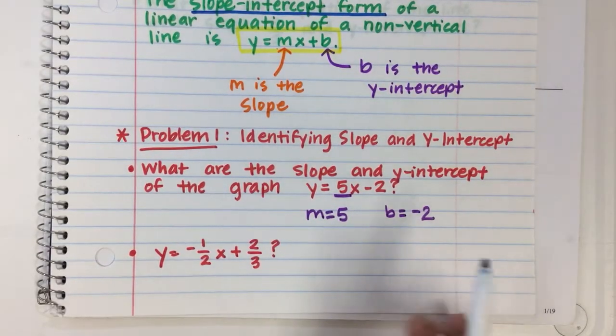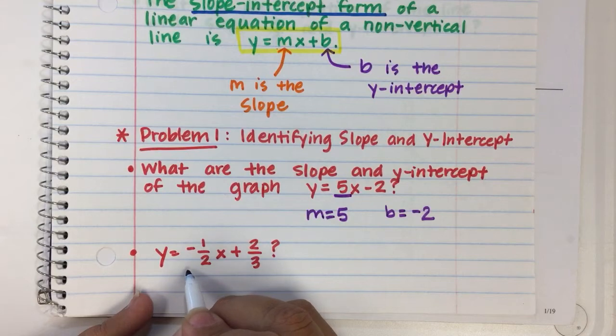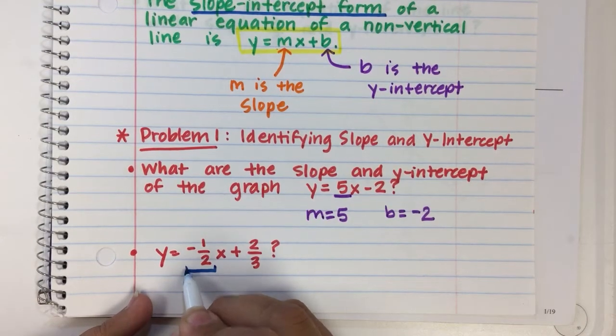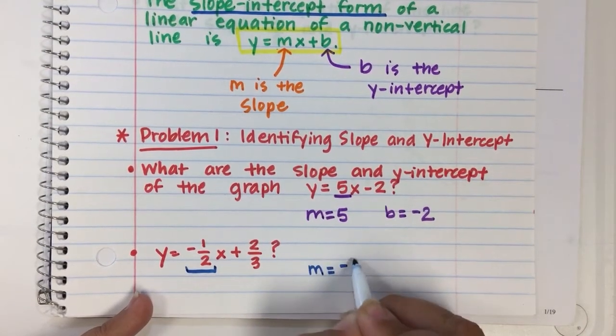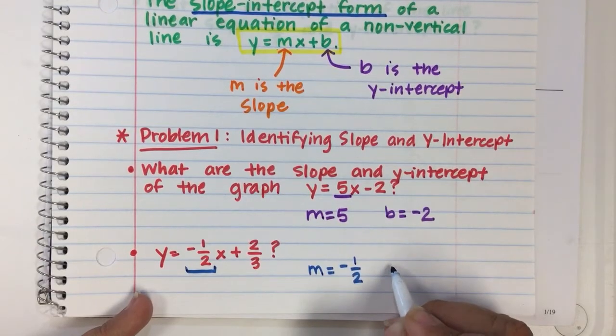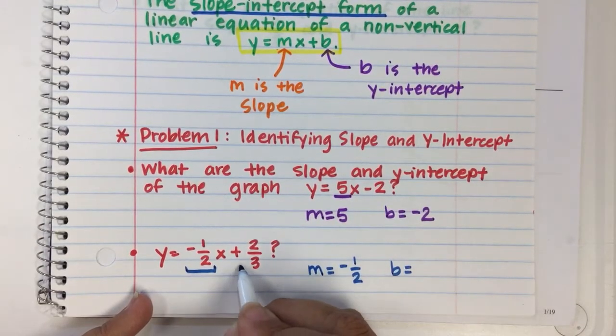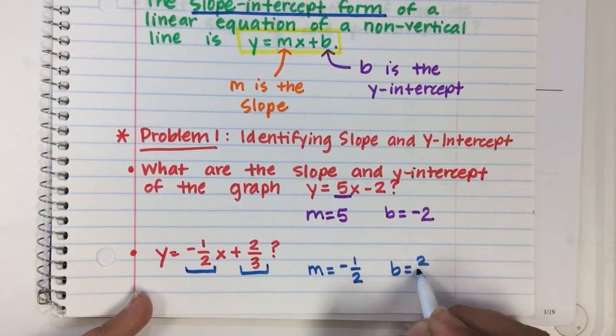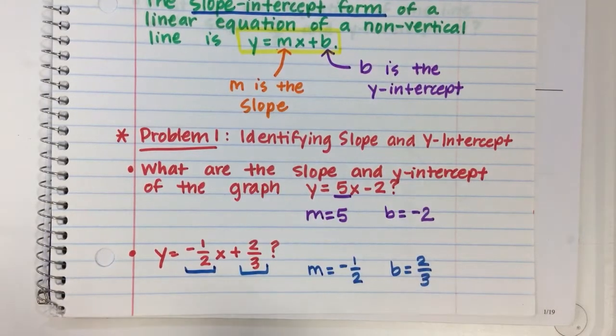All right, what about this one? Slope is always in front of your x, so slope is -1/2, and the y-intercept is always this number out here by itself, so the y-intercept is 2/3.